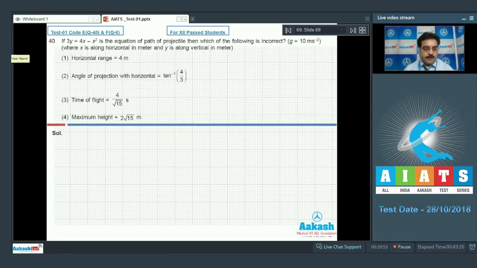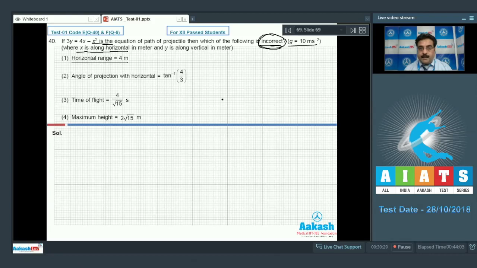In question number 40, if 3y equals 4x minus x square is the equation of the path of a projectile, then which of the following is incorrect? So this is a very dangerous word for us. Incorrect. That means the answer which is wrong is correct for us. g is 10 where x is along horizontal in meters and y is along vertical in meters. So this is a general term. So how will you solve this question?